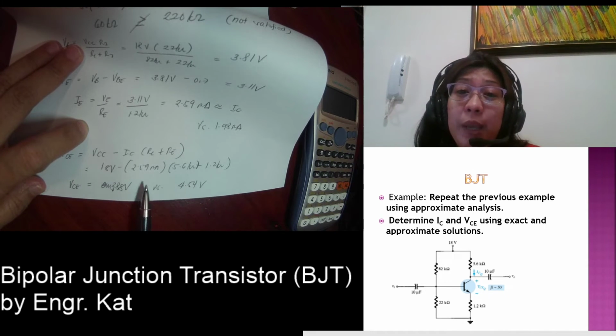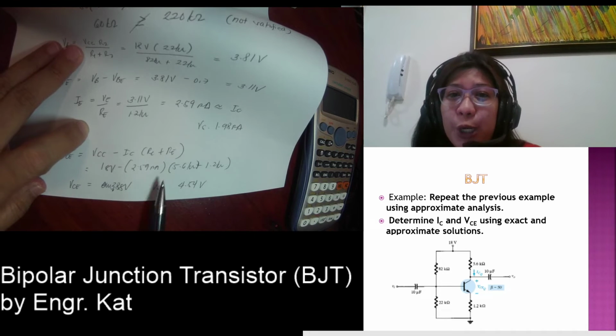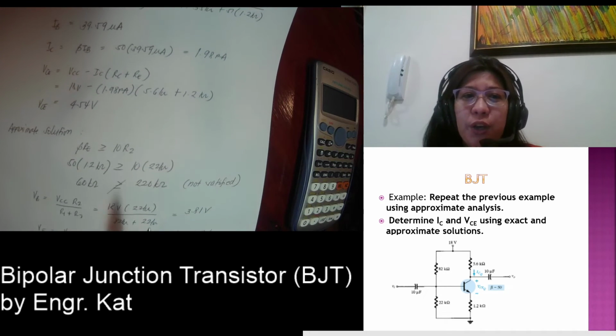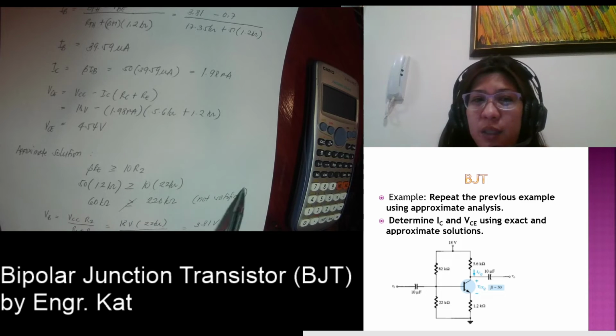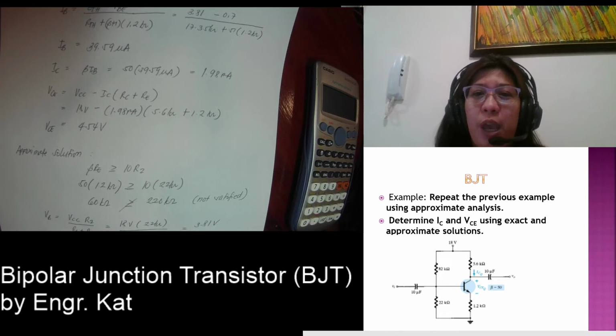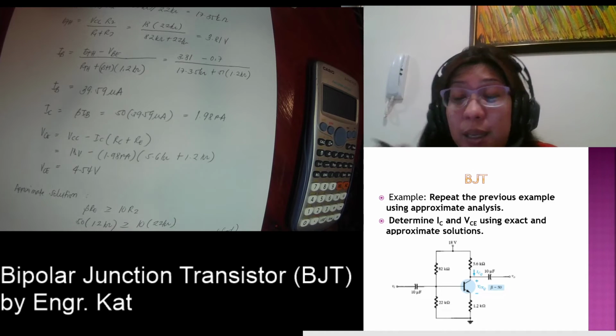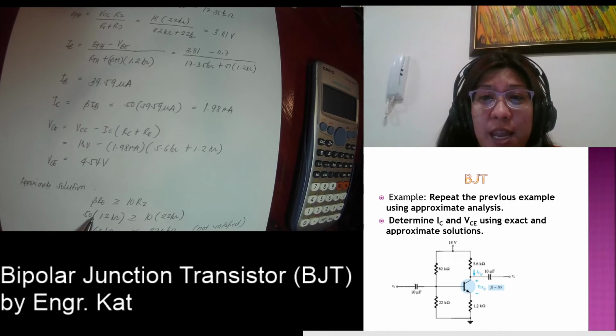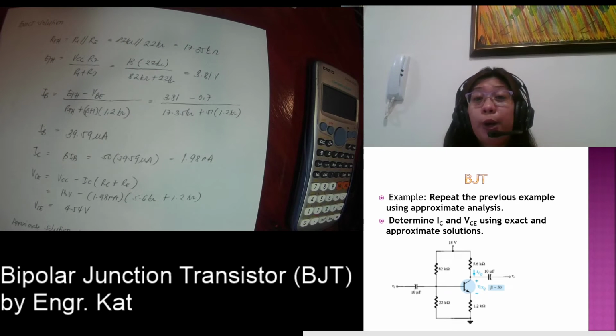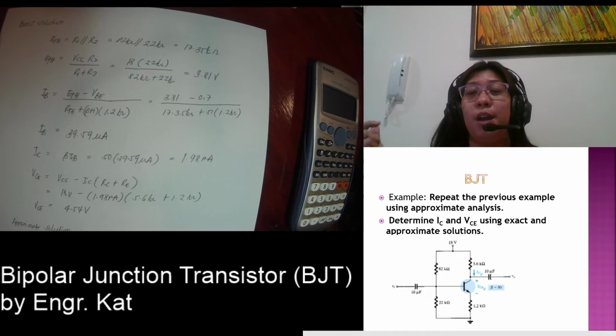Therefore, why didn't we have an approximate answer, a closer answer with each other? Why? Because we didn't satisfy this condition here. Okay, so we can only make use of the approximate solution when this condition is satisfied. Okay, so that is your voltage divider configuration.